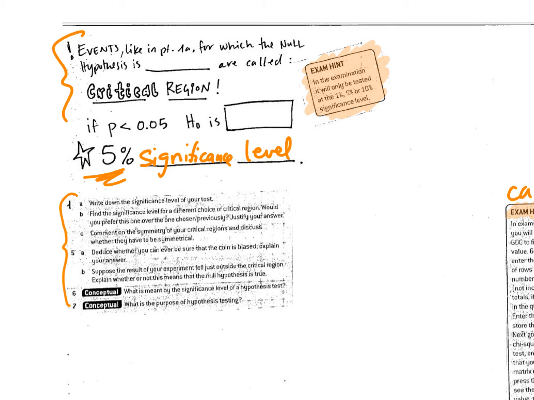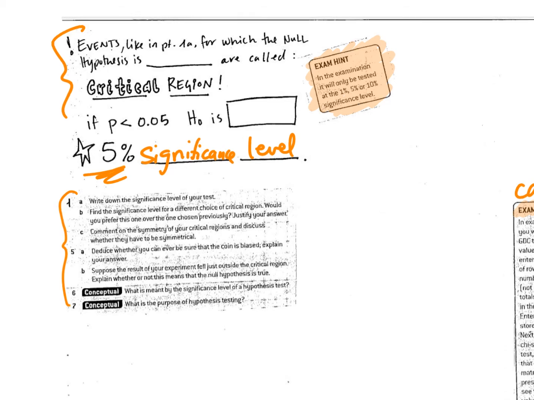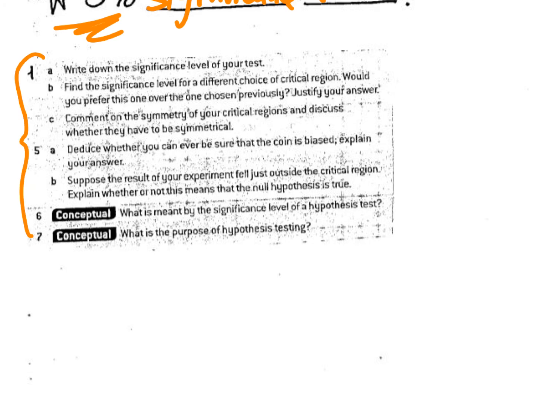I'm going to zoom in, sorry. So the conceptual question: what is meant by the significance level of a hypothesis test? This is like the size of the confidence interval, because it's going to be a distribution. It's like the certainty.